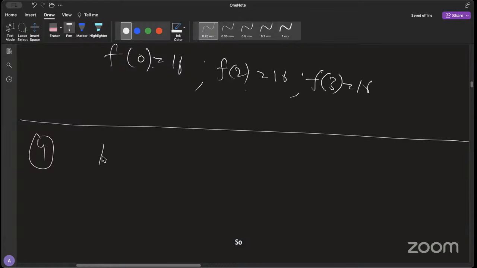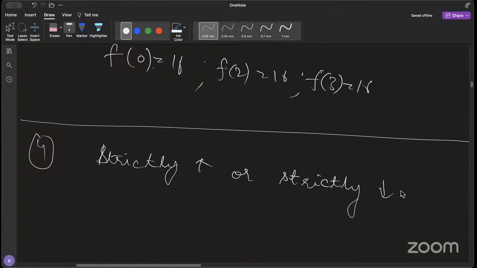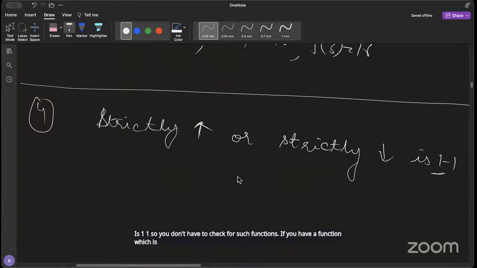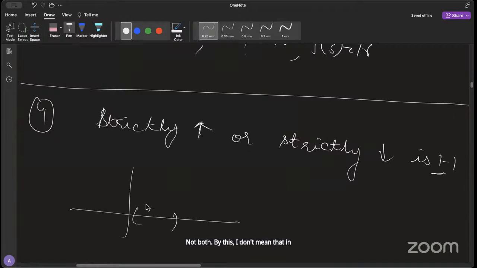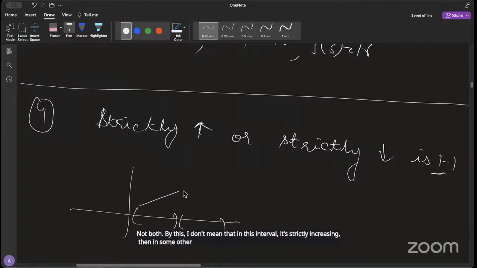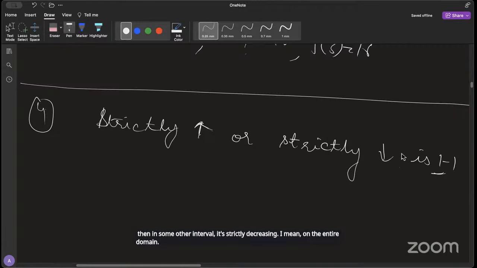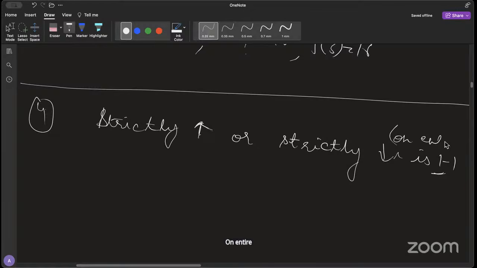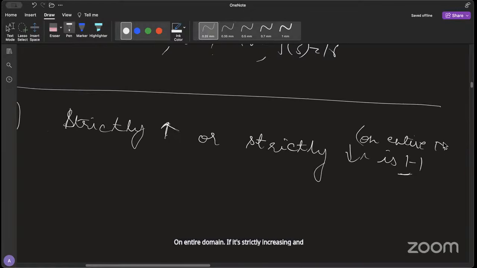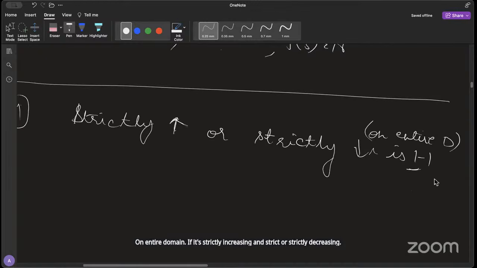Any strictly increasing function or strictly decreasing function is 1-1. So you don't have to check for such functions. If you have a function which is strictly increasing or strictly decreasing, not both, and by this I don't mean that in one interval it's strictly increasing and in some other interval it's strictly decreasing. I mean on the entire domain, if it's strictly increasing or strictly decreasing, then we say that it's a 1-1 function.